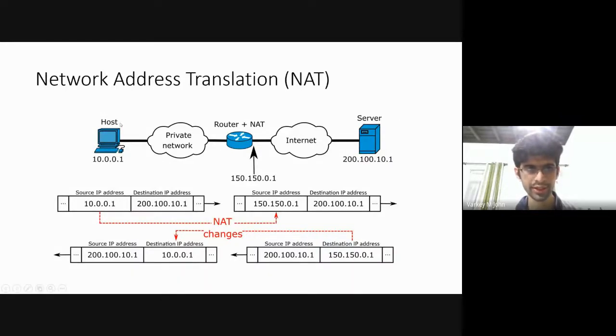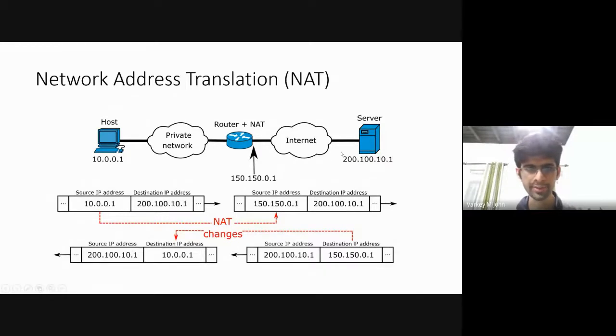So let's say you are this host and you want to connect to the server, and the server wants to talk back to you. For you it is easy. You just have to directly communicate with the server, whose public IP address is known to you. So you put that address, then it goes to the router. The router changes the packet so that its own address is the source IP address. Then it sends the data to the server.